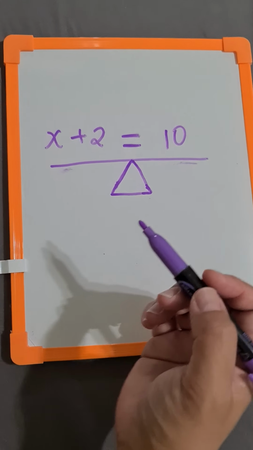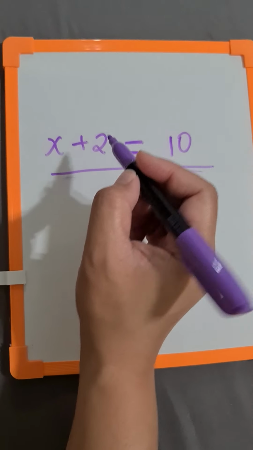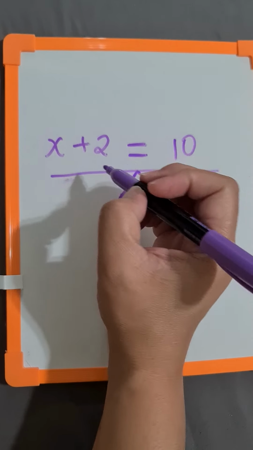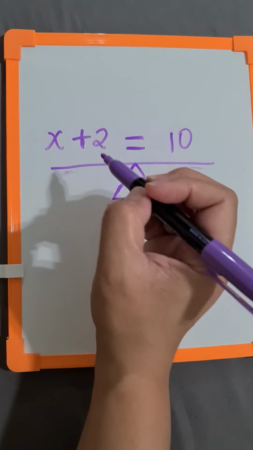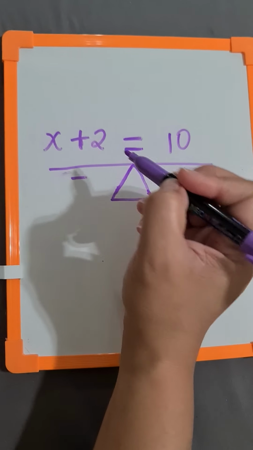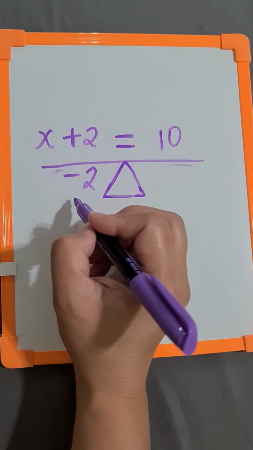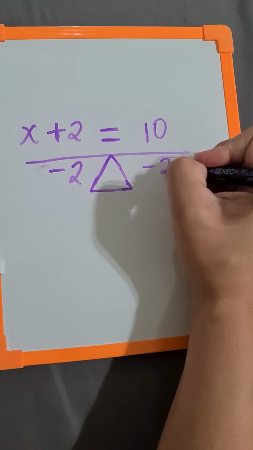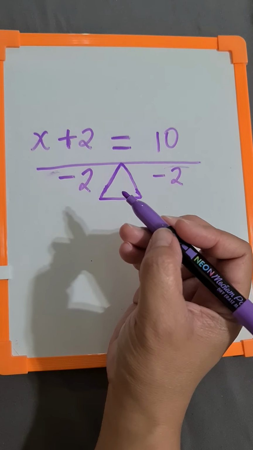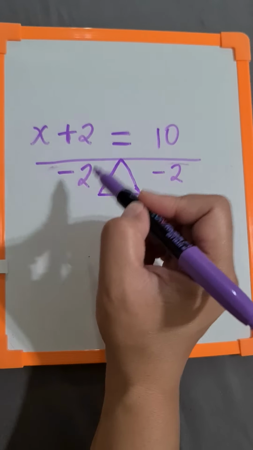So here in this case, our goal is to isolate the variable x. In doing so, we have to figure out the inverse of adding, and the inverse of adding is to subtract. So in this case, we're going to subtract 2 here. Since we subtracted 2 on the left side, we must also subtract 2 on the right side, to maintain the balance and keep it equal.